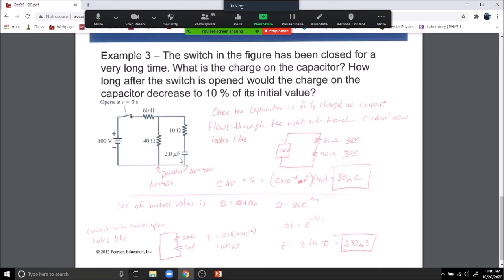microseconds. And I want to know how long after the switch is open would the charge on the capacitor decrease to 10% of its initial value. So that means our charge is 0.1 times Q naught. I'll plug that in here. The Q naughts drop out. You solve for t here, and we get 230 microseconds.